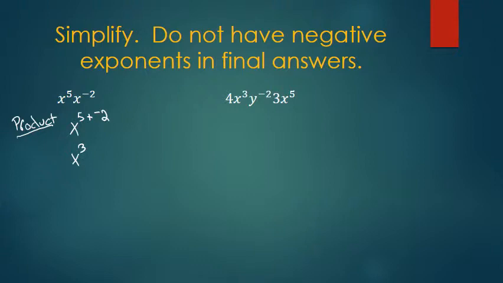Okay, so now for the next one, we just have more things. We have a couple of numbers, we have a couple of terms with x's, as well as a y. So we want to combine what we can first. I always start with my numbers. So here I have 4 and 3. And again, they're all sitting right next to each other, so this is multiplication. So I get 4 times 3 is 12. I'm done with those numbers.